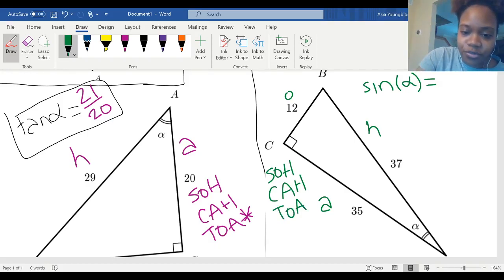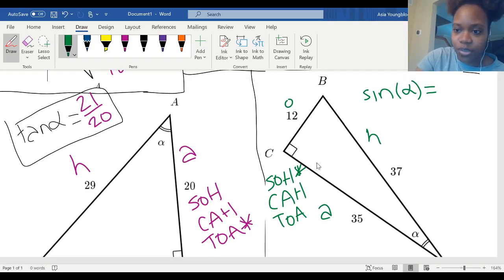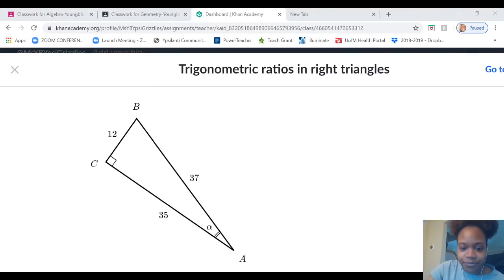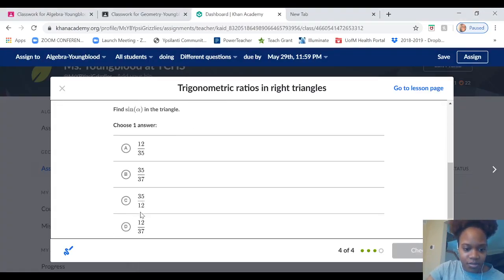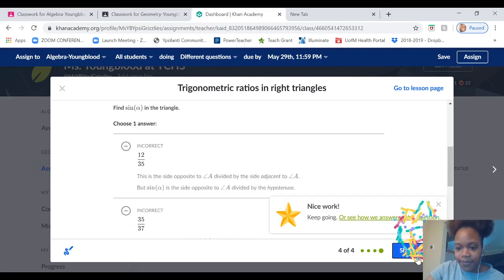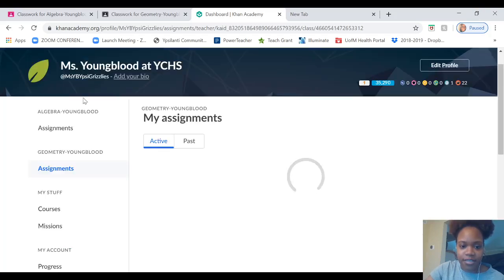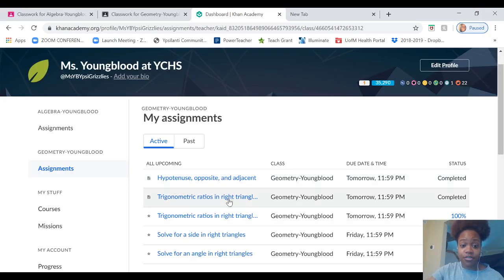SOH CAH TOA, we're going to use the first one because sine starts with S. The next letter is O, and our O was 12. Next letter is H. Our H is 37. So the sine of alpha is 12 over 37. And if we switch back to our browser, we see that we would select D and we would be done. Okay. So we just completed that assignment, and those are the 3 assignments for this first session.